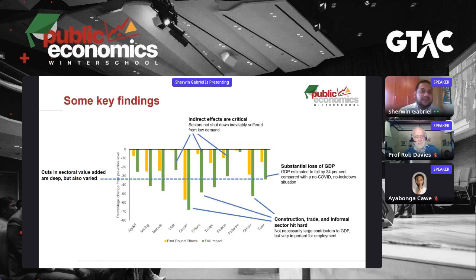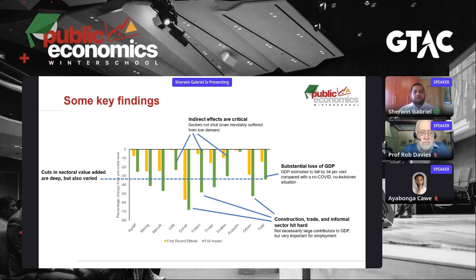So let's go to some key findings from this. I'm not sure if you see my cursor here, but I'll try and go to them from right and in clockwise direction. What we estimated was a substantial loss of GDP. We estimated GDP to fall by 34% during the lockdown period, compared with a no COVID, no lockdown situation.